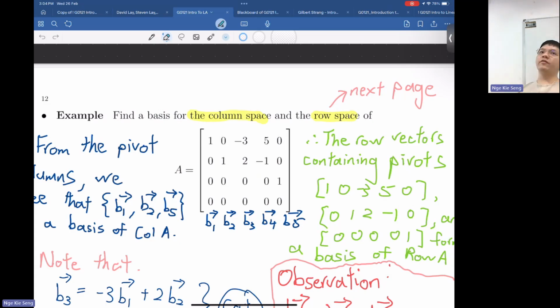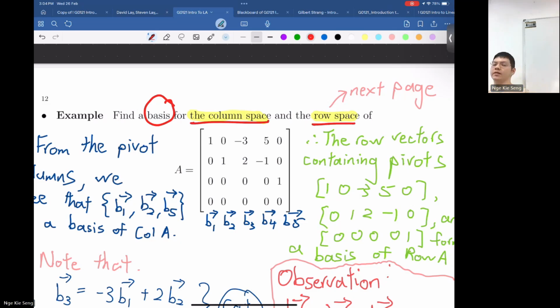Okay, so before you find this basis, you have to know the meaning of these three words. What's the basis? What's the column space? What's the row space? So what's a basis? A set of vectors that span a subspace and are linearly independent. Okay, span a subspace and they are linearly independent.